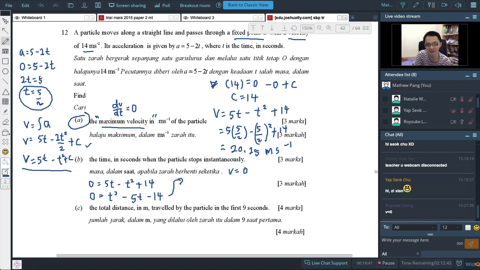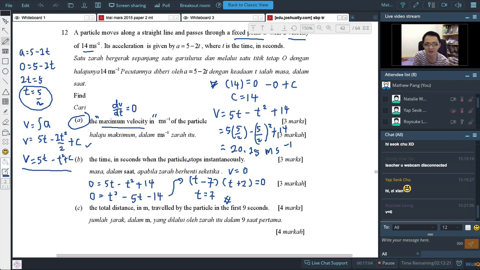So t squared is just t and t. 14 just 7 and 2, because I want to get 5. This is negative, this is positive. So t will equal to 7, or t will equal to negative 2. However, time cannot be negative, so I'm going to reject the negative 2. So I only have one answer. He asks you to find the time in seconds when the particle will stop. So the particle will stop at 7.